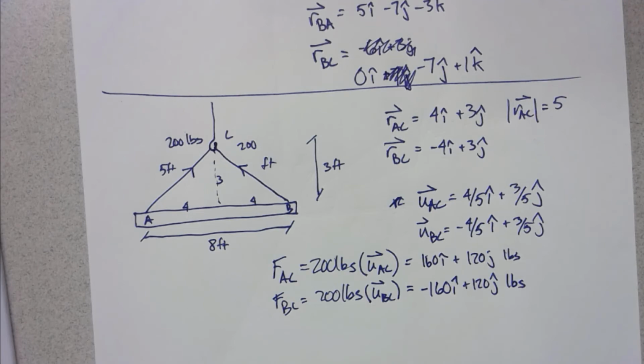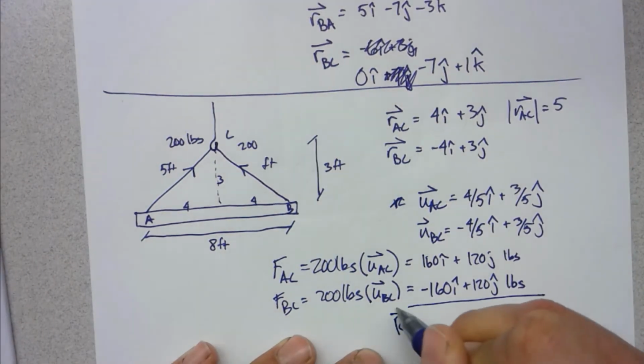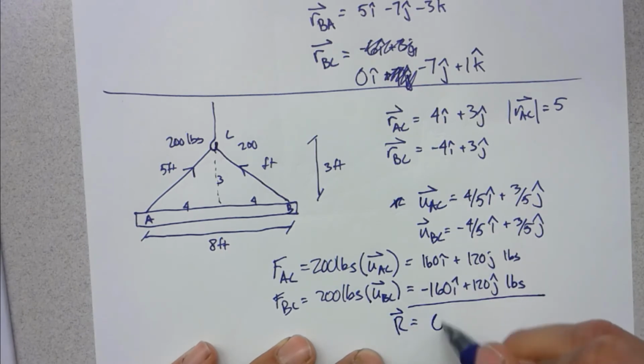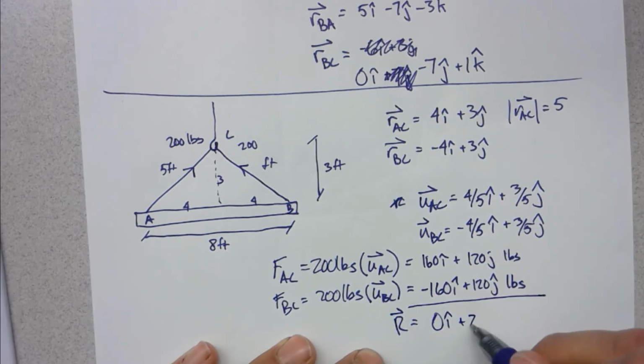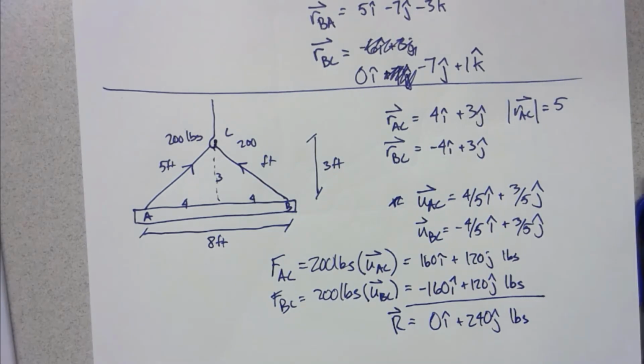What's interesting now is I could take the resultant, or I could ask what's the resultant of these two forces, and we'd see it's 0 in the i hat direction plus 240 in the j hat direction. Which is good, right? Because if we're lifting something up with a crane, it's probably just counteracting gravity, and so this thing is holding up that beam. What does the beam weigh? 240 pounds. Whoa. Okay?